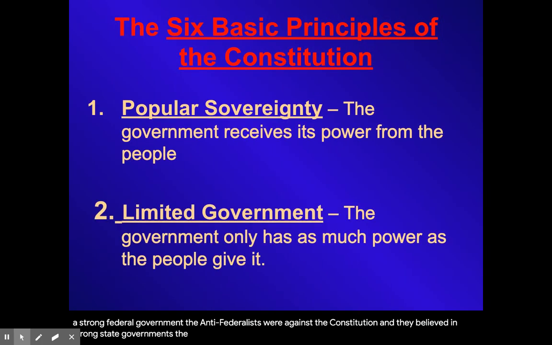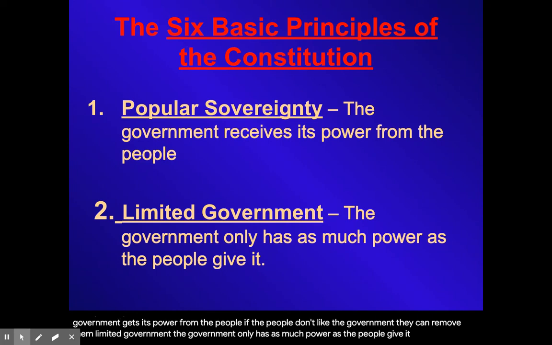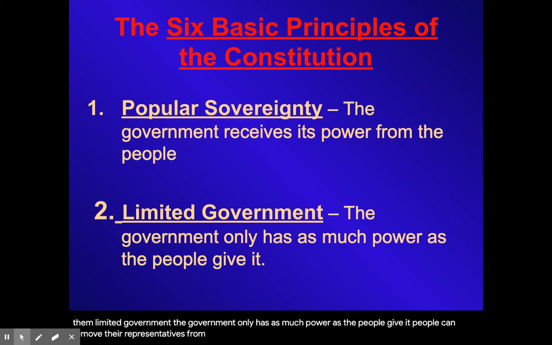The Constitution has 6 basic principles: popular sovereignty, which means the government gets its power from the people. If the people don't like the government, they can remove them. Limited government, the government only has as much power as the people give it. People can remove their representatives from office. They can veto laws, things like that.